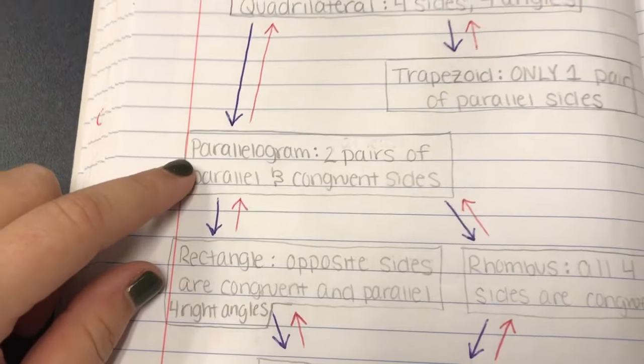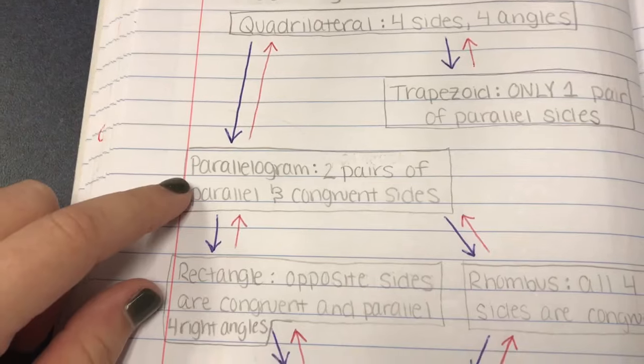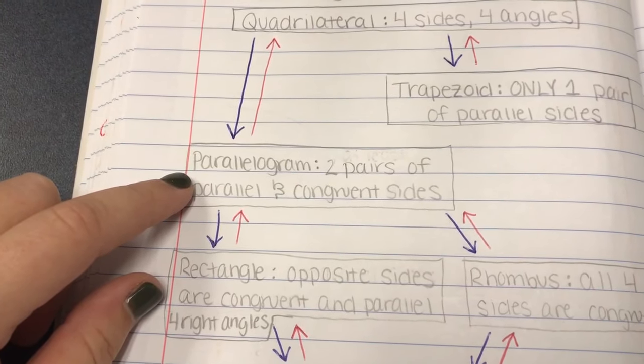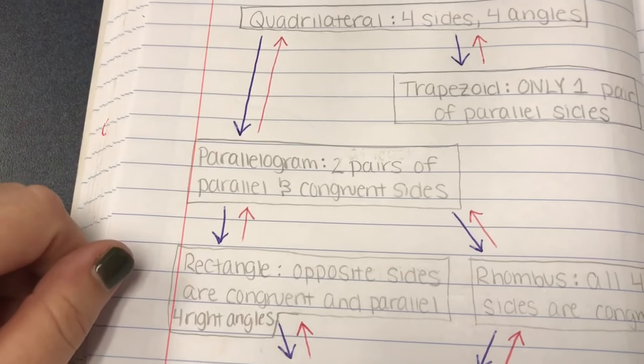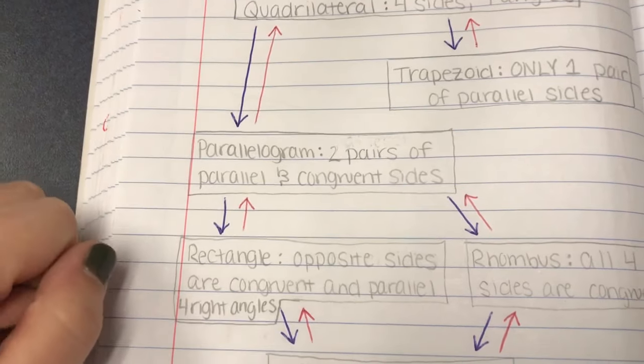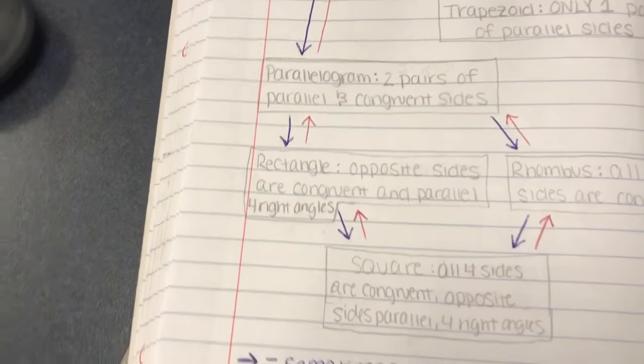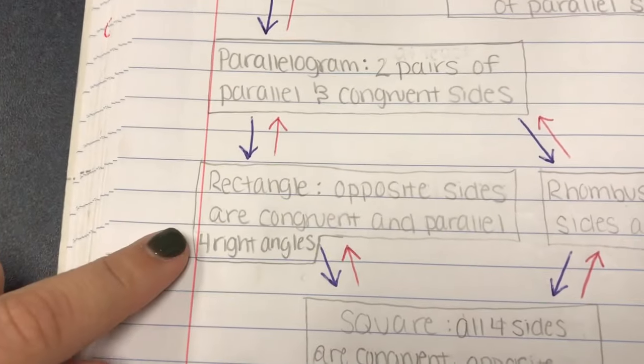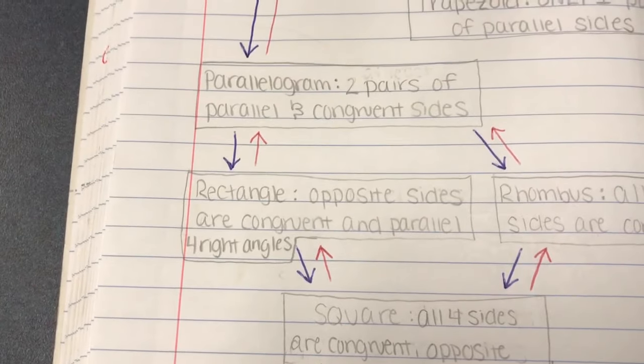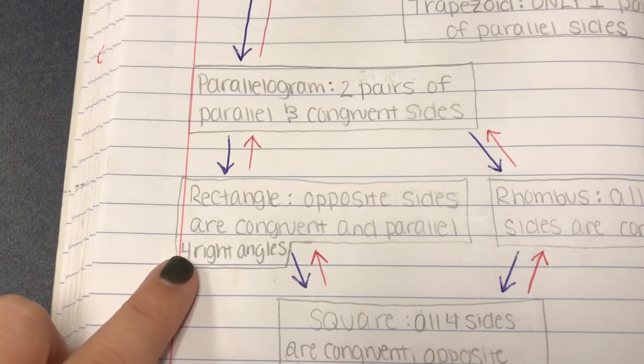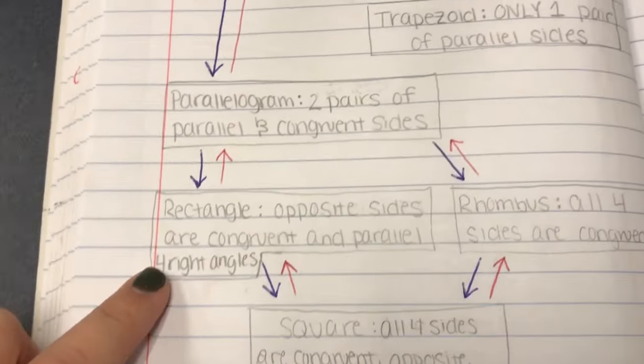A more specific type of quadrilateral is a parallelogram. And a parallelogram has 2 pairs of parallel and congruent sides, so the opposite sides are parallel and congruent, meaning that they're the same length. A parallelogram can sometimes be a rectangle, which has opposite sides that are congruent and parallel, and the more specific thing about a rectangle is that it has 4 right angles.